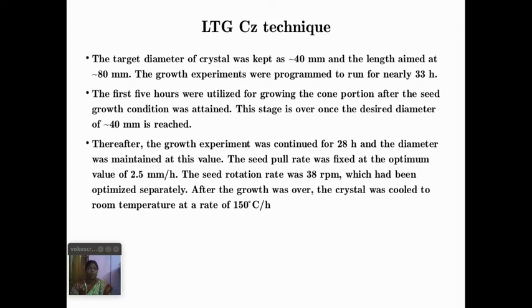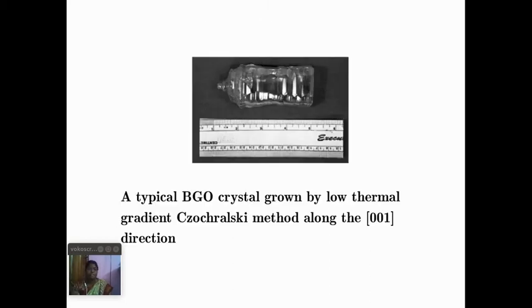The seed pull rate was fixed at the optimum value of 2.5 mm per hour. The seed rotation rate was 38 revolutions per minute, which had been optimized separately. After the growth was over, the crystal was cooled to room temperature at the rate of 150 degrees centigrade per hour. This figure illustrates a typical BGO crystal grown by low thermal gradient Czochralski method along 001 direction.